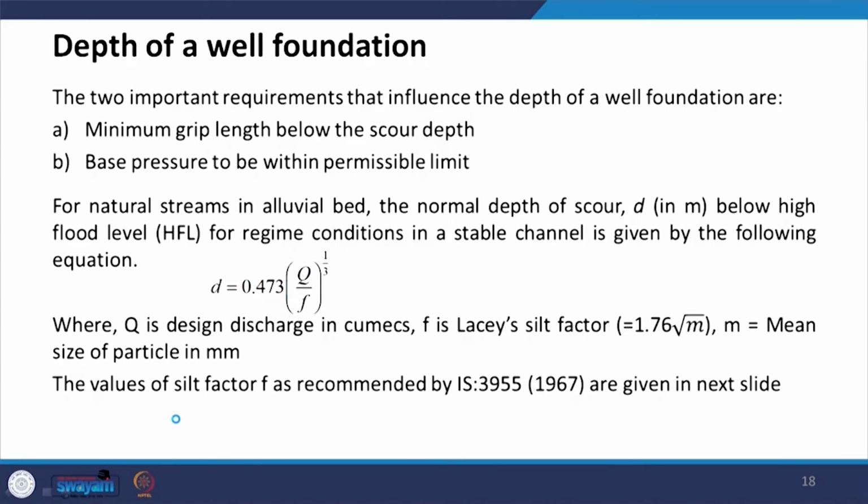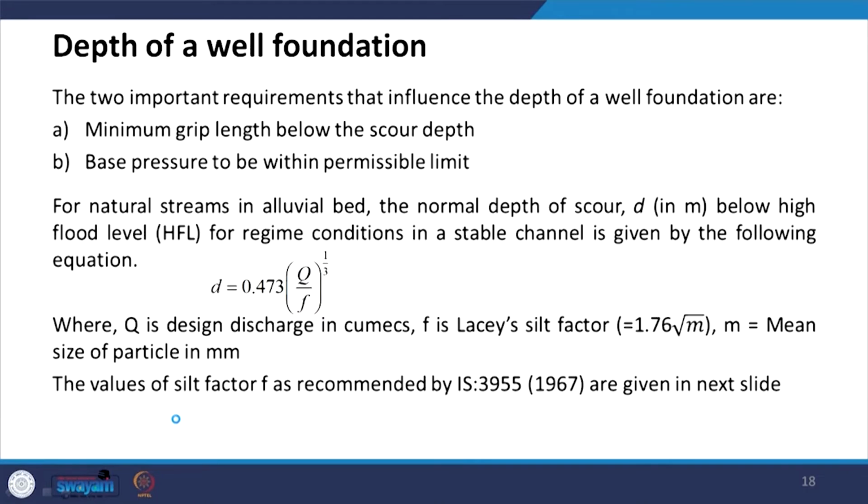Then continue with this. The next issue is related to depth of a well foundation, and this is most important for the analysis and design of the wells. When we talk about depth of well foundation, there are 2 important requirements which influence the depth of well foundations, listed here. First requirement is minimum grip length below the scour depth. So, below the scour depth, at least you need to provide some minimum grip length, which we are going to talk about in detail. Then base pressure to be within permissible limit.